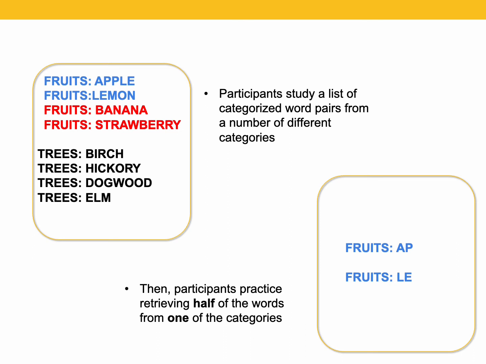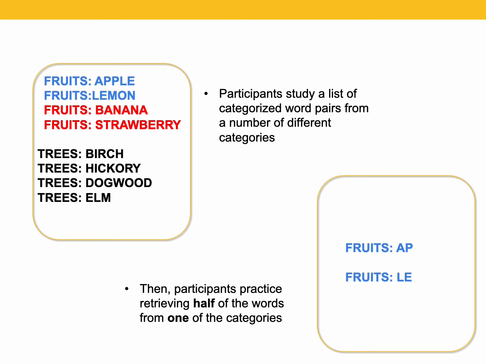So you wouldn't study all the fruits and all the trees, you would study a mixture of all the words, right? Typically we give people a list of 48 word pairs. Those 48 word pairs have 6 examples from 8 different categories. So participants study this long list of word pairs, each drawn from different categories.